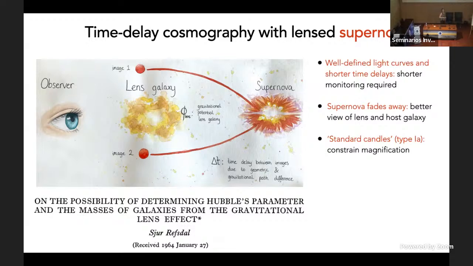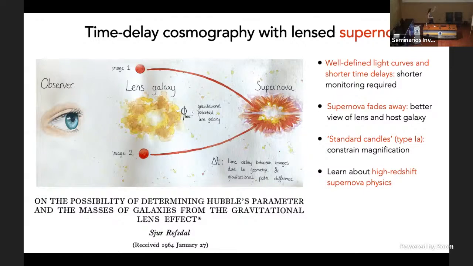And if the supernova is of a type 1a, it's a so-called standard candle, so it always has approximately the same brightness, which means that you get an additional constraint on the absolute magnification, which also helps to constrain the mass model. And finally, a nice bonus is that you can use them to learn about high redshift supernova physics, which is also useful for cosmology, because type 1a supernovae are typically used for the distance ladder approach, and this assumes that high redshift type 1a supernovae have the same properties as the low redshift ones.